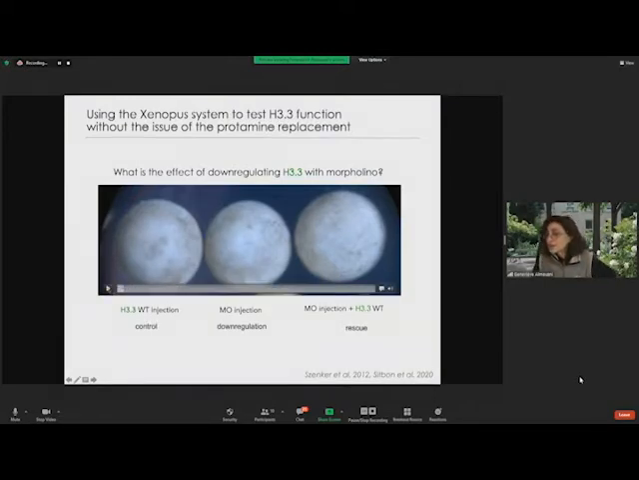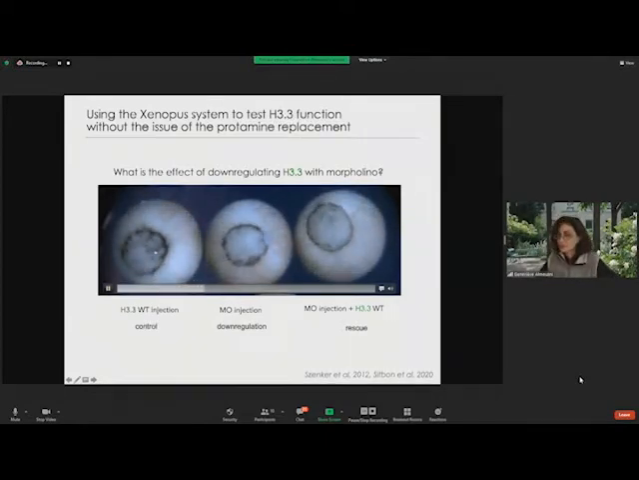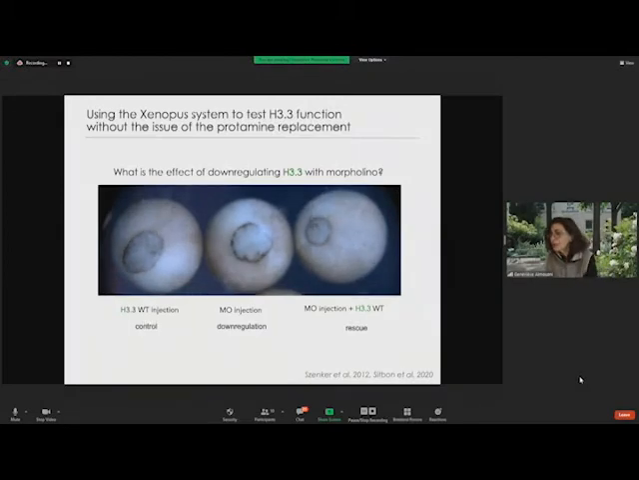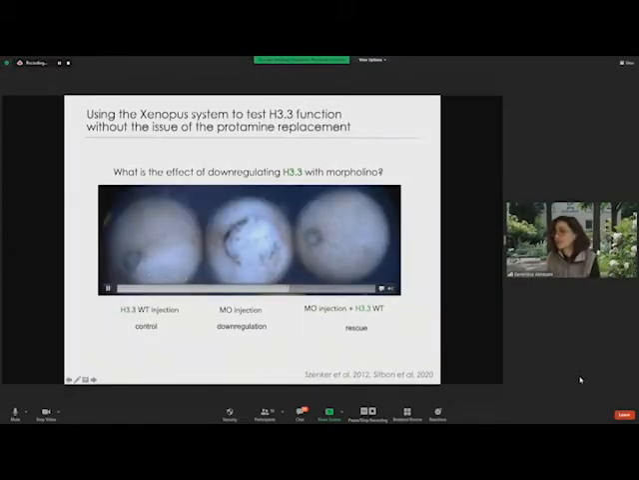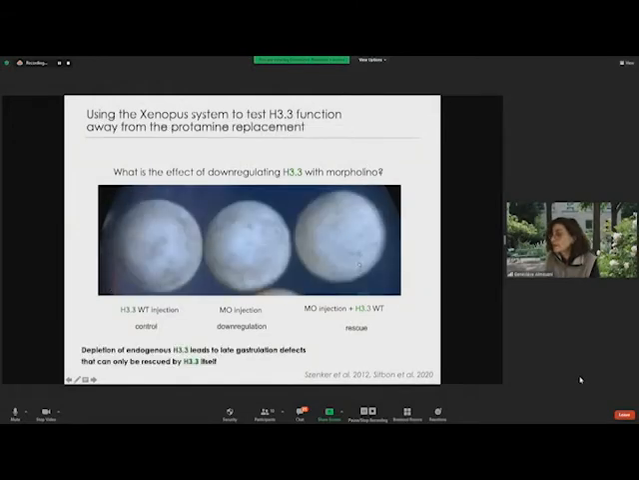And as you can see in the movie, with the wild type injection in the control here, as opposed to what you can see when you have the downregulation, you have here a proper gastrulation. Whereas here, there's a lot of death. You cannot close the blastopore, and it really is terrible. However, you can rescue this phenotype by co-injecting wild-type mRNA encoding H3.3. And this only works when we have this rescue with H3.3 itself. It doesn't work if we inject H3.1.